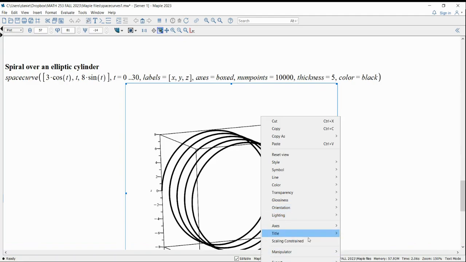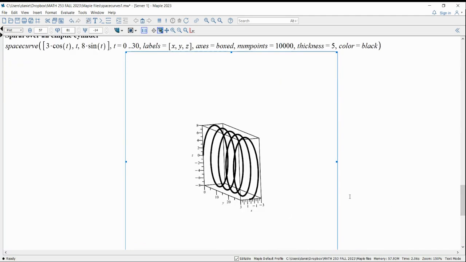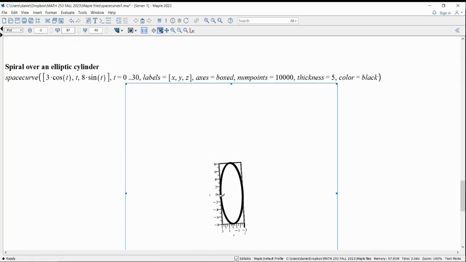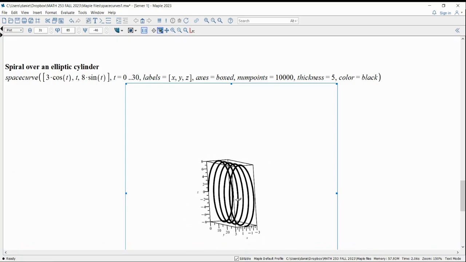Oh, I think I know what the problem is. I have to actually select this again because the default was unconstrained. Anyway, so I hope now it's clear. Okay, so the cross section of the cylinder is an ellipse, right? So similar to the example one before.